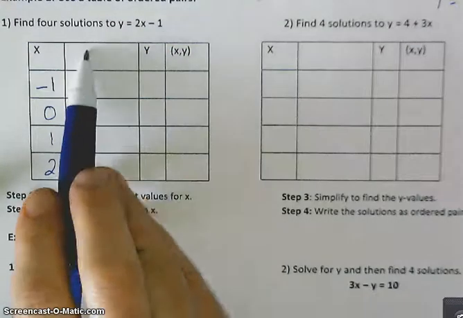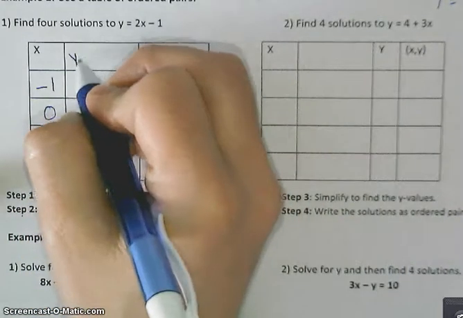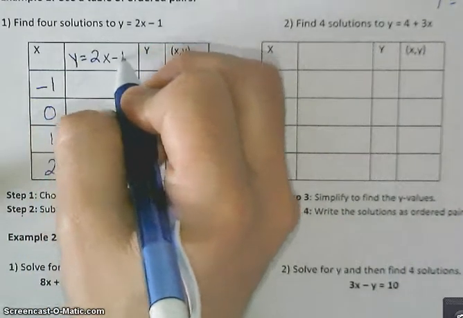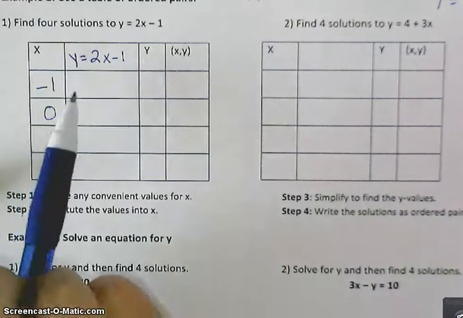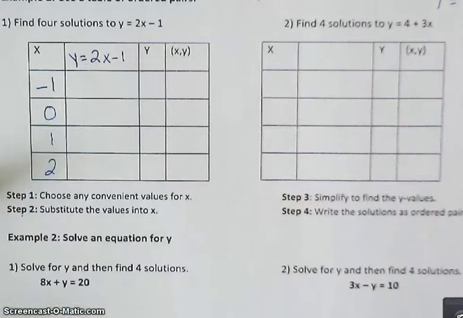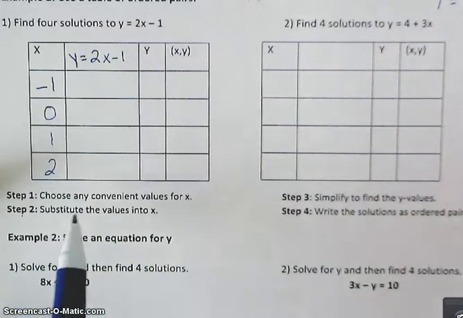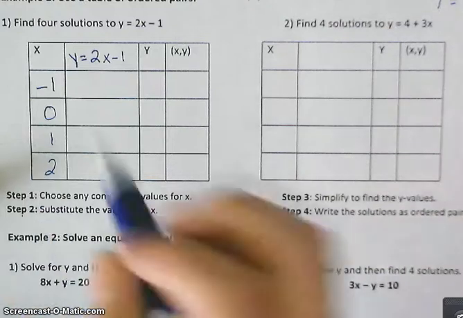In this spot, this is like our function machine. So this is where I'm going to put my function. This is what's happening to my number. So when I plug x in, I'm multiplying it by 2 every time and then subtracting 1. My first step, choose any convenient value for x. The second step is to substitute the values into x. So I'm going to plug in these numbers.